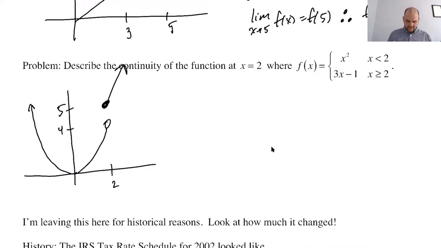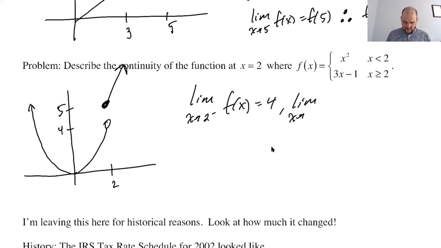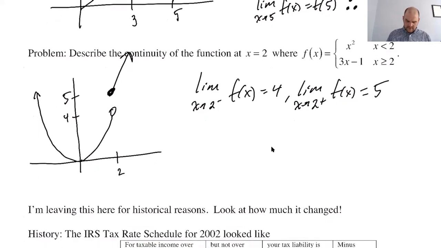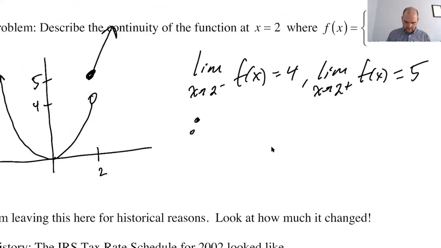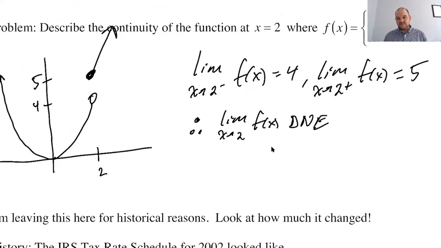All right, let's see. The limit as x approaches 2 from the left of f of x is 4. The limit as x approaches 2 from the right of f of x is 5. So therefore, the limit as x approaches 2 of f of x does not exist. Could we have gotten away with just saying does not exist to begin with and skipping the left and right? Maybe, but like you never know.